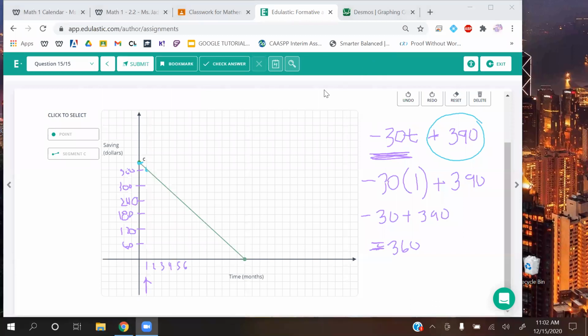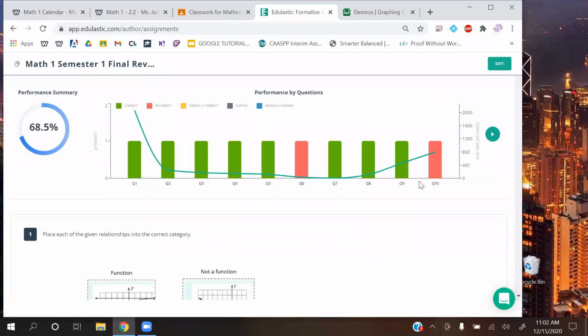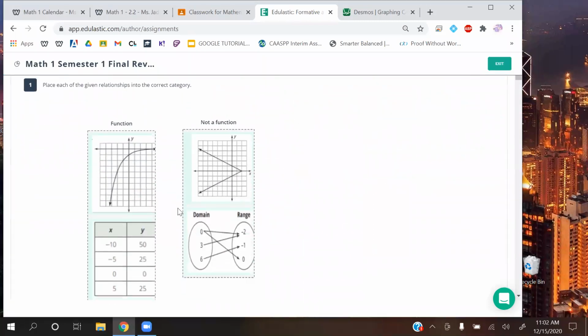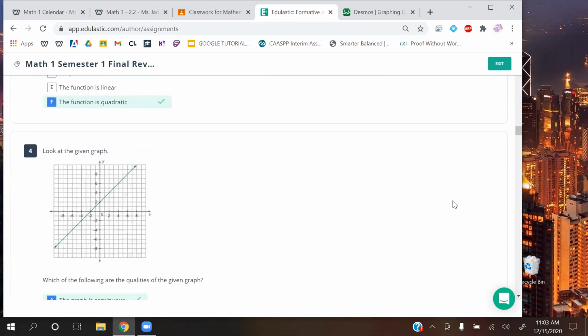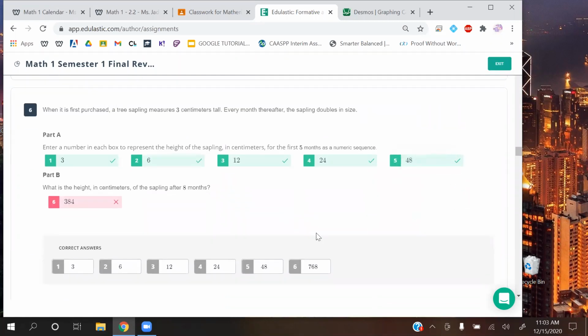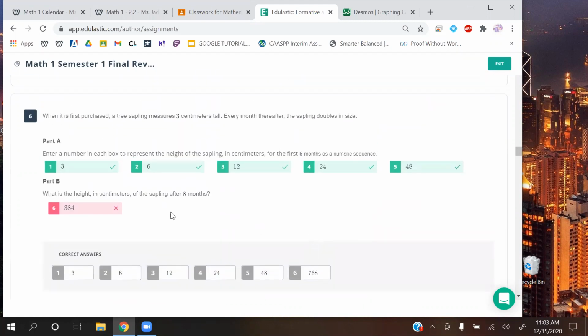Alrighty. Now I'm gonna submit, or actually no, I need to clear all my annotations. Clear all drawings. All right, now we submit and then see what they wanted out of us. So this one's good, this one's good, this one's good. That one's fine, fine, fine. Okay, 384, 786. After 8 months, I think that's just Edulastic being wrong.